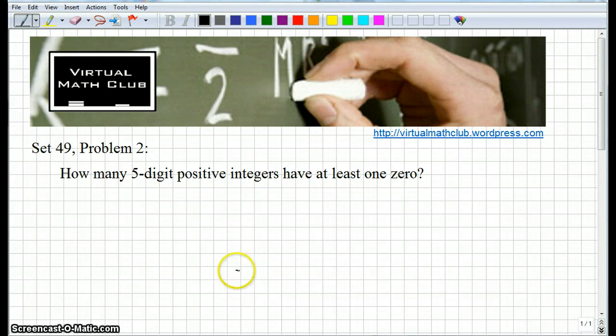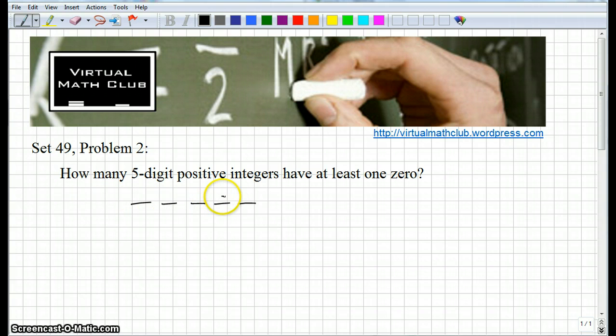Problem number 2. How many 5-digit positive integers have at least one zero? Alright, so what does that look like? We have 5 digits, okay? And one thing you've got to know is that to be a 5-digit number, this first digit cannot be 0.